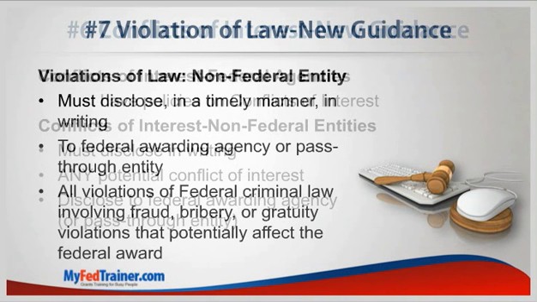Number 7, violations of law. This again is some new guidance in the OMB Super Circular, and it states that non-federal entities must disclose in a timely manner and in writing to the federal awarding agency or the pass-through entity all violations of federal criminal law involving fraud, bribery, gratuity violations that potentially affect the federal award. So once again, we're shifting from that view of we'll see if the auditors find it to if it happens, it must be disclosed. So it's putting a higher level of burden and transparency on non-federal entities to disclose when violations happen.